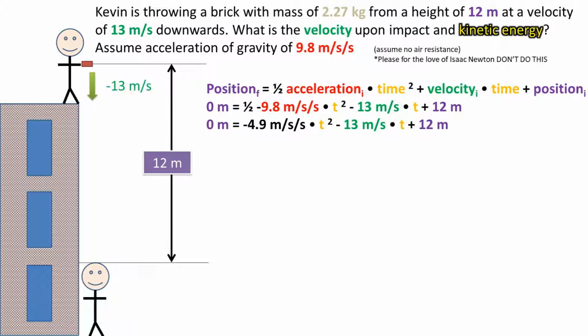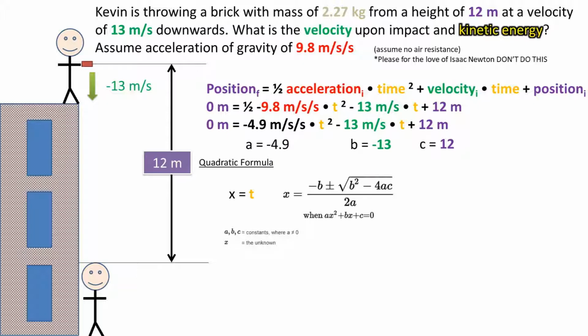Plugging our values in, we get a final position of 0 meters being equal to negative 4.9, negative 4.9 because 1/2 times gravity equals 4.9, times time squared, minus 13 meters per second initial velocity times time, plus our initial height of 12 meters.